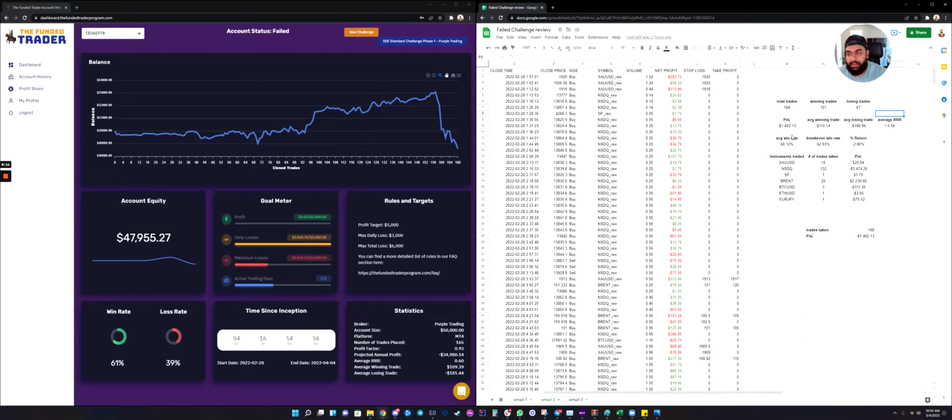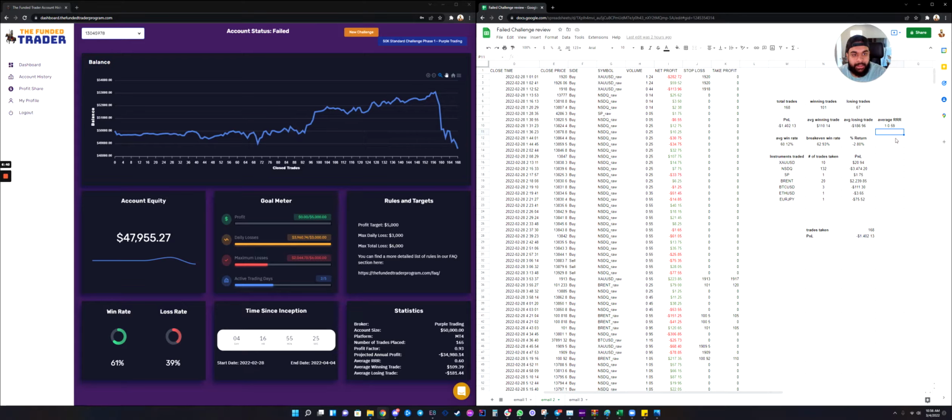And you may be asking, well, his max drawdown is 3,000. Well, not necessarily, because his account was at 53,000 and ended up falling below that in the span of one day. So you can't do that during the challenge, and that's why he lost the account.